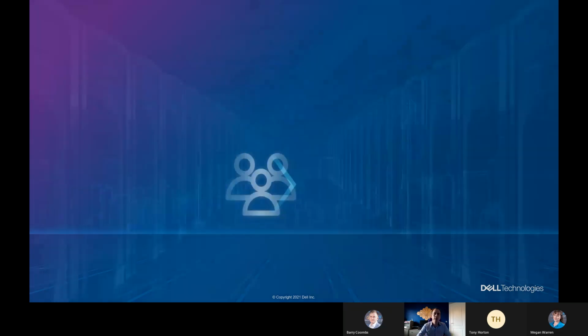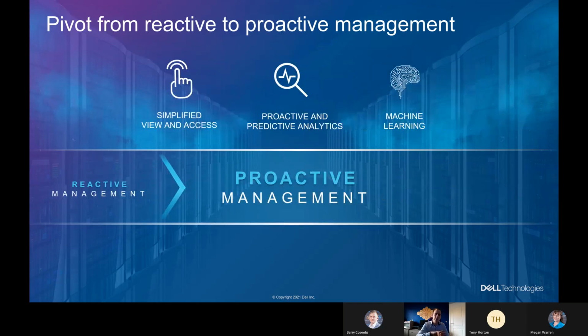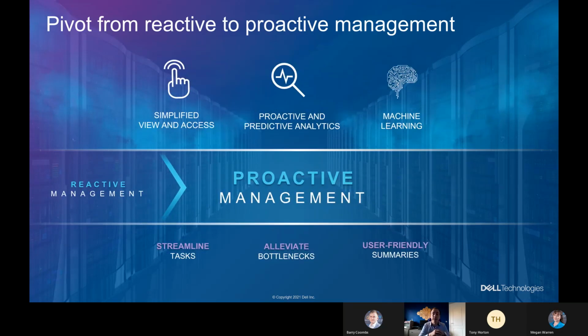Well, we think that one way is to slightly change the way that we manage and monitor. Today, oftentimes we use a more reactive style of management and monitoring, whereby we're manually pulling logs down and examining the contents, looking at it on a system by system basis. What we want to do is pivot to a more proactive style, whereby we can leverage new technologies like machine learning and artificial intelligence to spot patterns and find things before they become an issue.